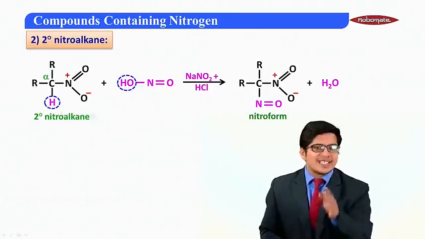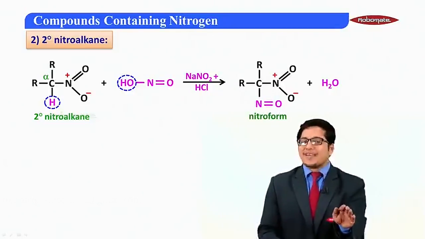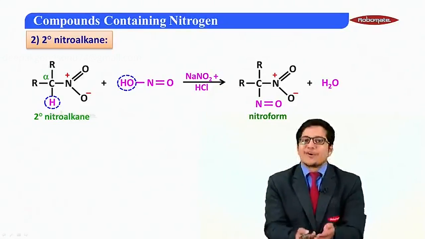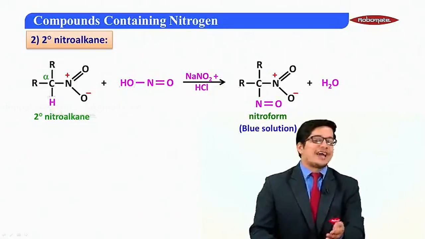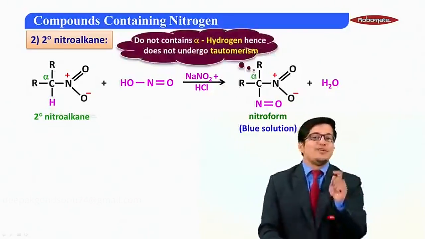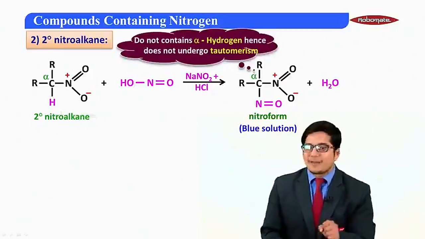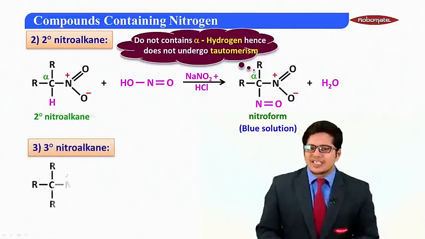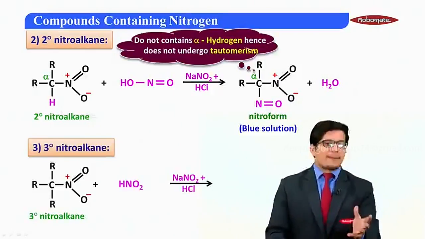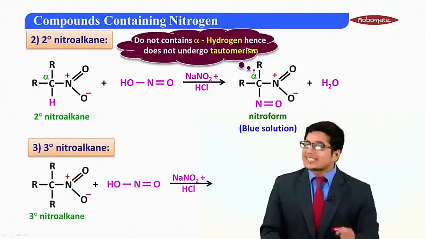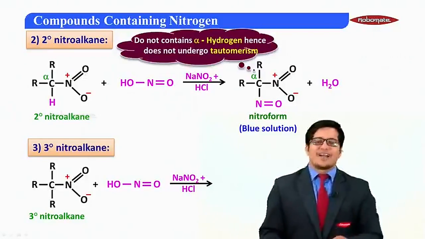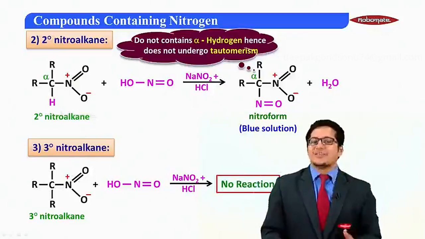But as this does not have a second alpha hydrogen, it would not undergo a process called tautomerism. And yes, now we are remaining with only a blue solution. This was about secondary. Let's talk about tertiary now. If you react tertiary nitroalkane with HNO2, what would happen? Let's see. As this tertiary nitroalkane does not consist of any alpha hydrogen, no reaction would occur.